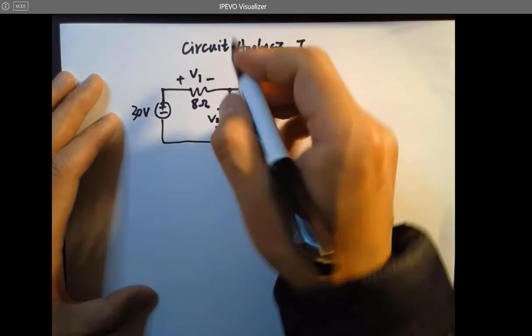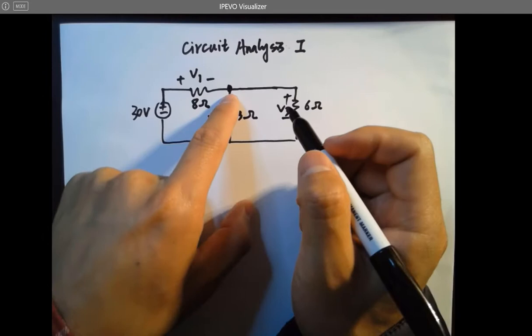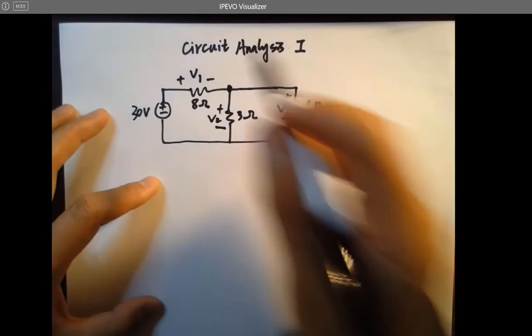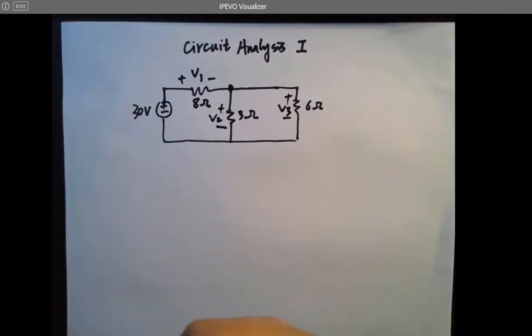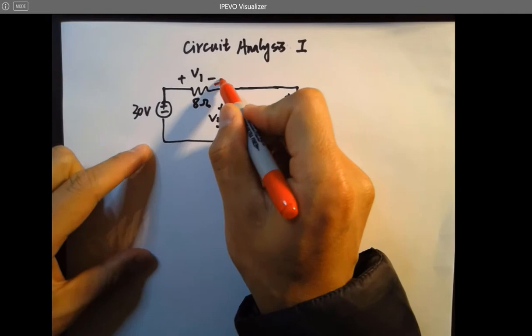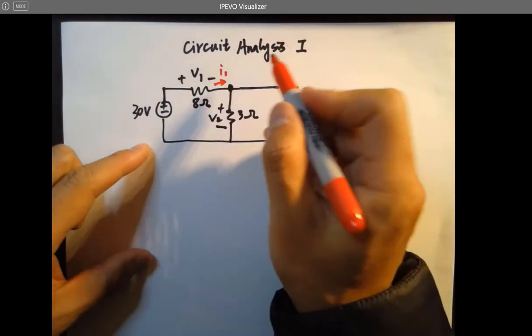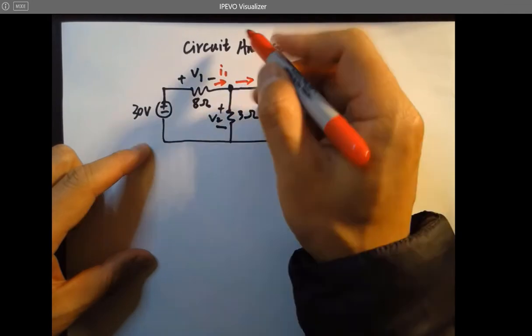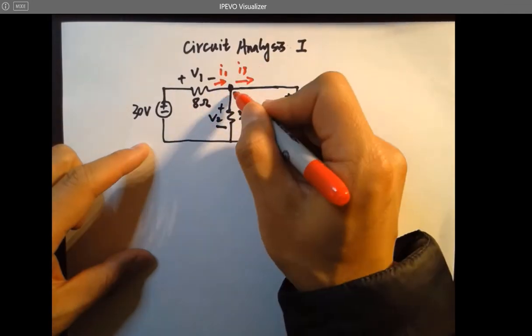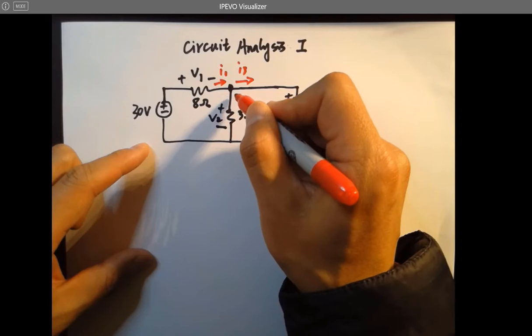And there are 3 currents. For example, that's a junction of the circuit, and we are going to call the current flowing into the junction from the left side I1, flowing out to the right side I3, and flowing down, that's I2.